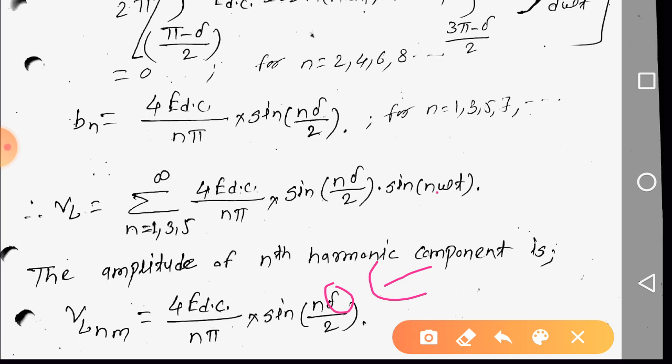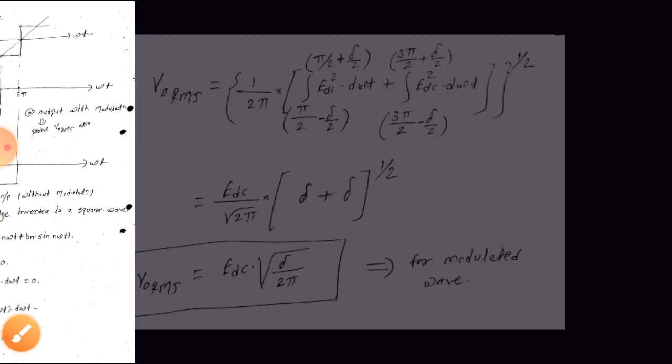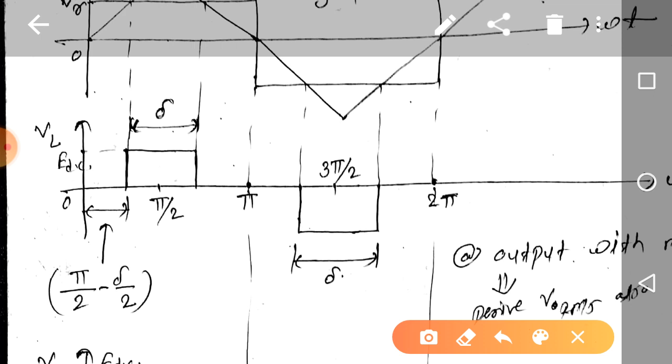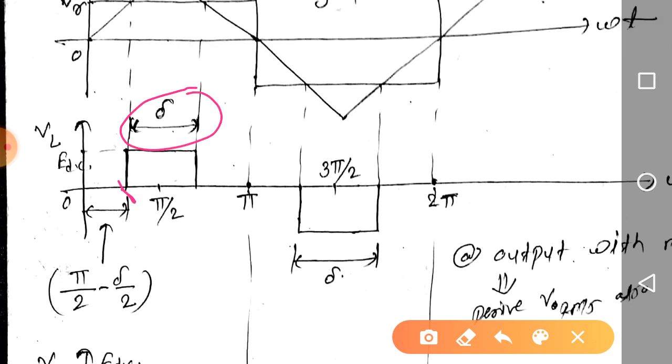So if we are interested in removing the third harmonic from the single pulse modulated waveform, then we need to keep delta value to be equal to 120 degree, right? Delta 120 means we need to turn on the switches S1, S2 at omega t is equal to 30 degree, right?